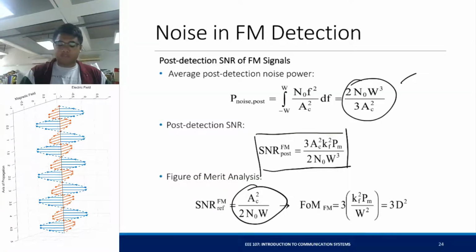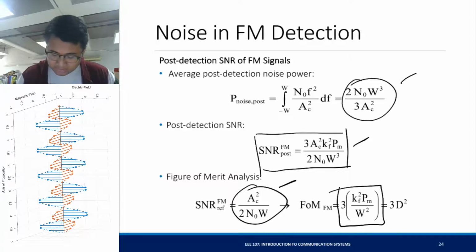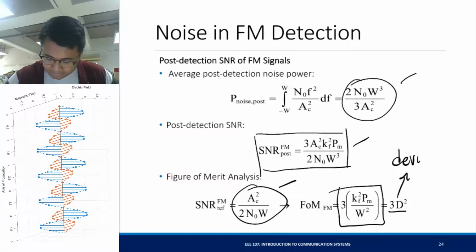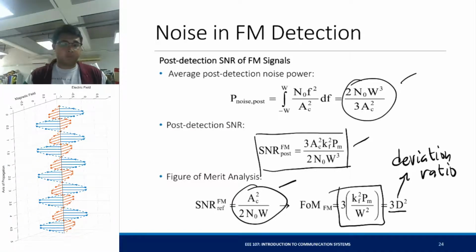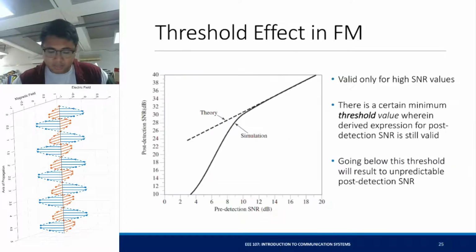So if we get the figure of merit, this divided by this, simplifying that, we get the figure of merit equal to this, which is equal to 3 times the deviation ratio squared, which was defined when we discussed Carson's Rule. So what does this tell us? The performance of FM will increase if the deviation ratio increases.